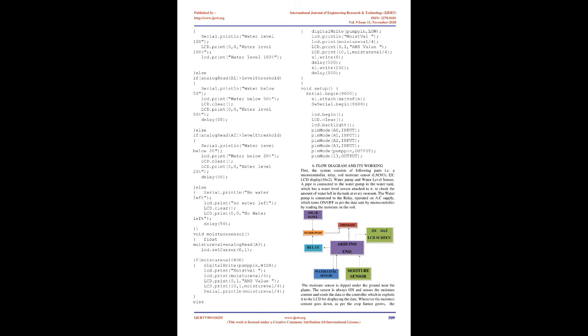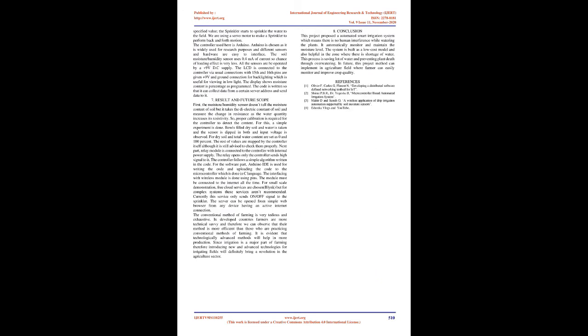The water pump is connected to the relay, operated on AC supply, which turns on/off as per the data sent by the microcontroller by reading the moisture in the soil. The moisture sensor is dipped under the ground near the plants. The sensor is always on and senses the moisture content and sends the data to the controller, which outputs it to the LCD for displaying the data. Whenever the moisture content goes down below the specified value, as per the crop the farmer grows, the sprinkler starts to sprinkle the water to the field.